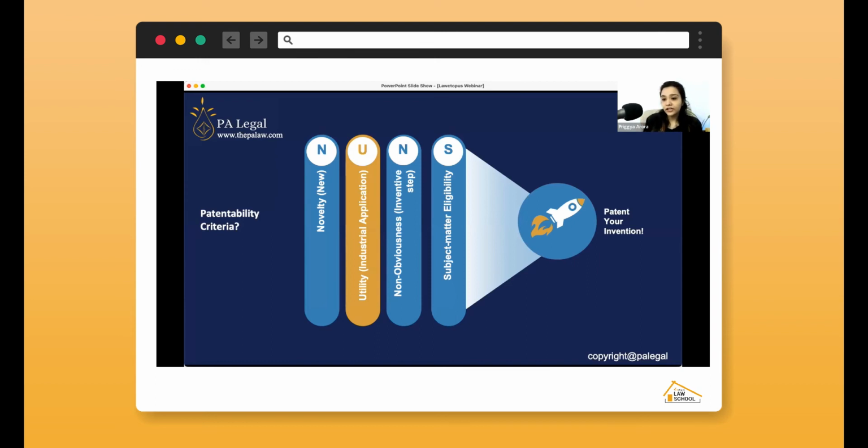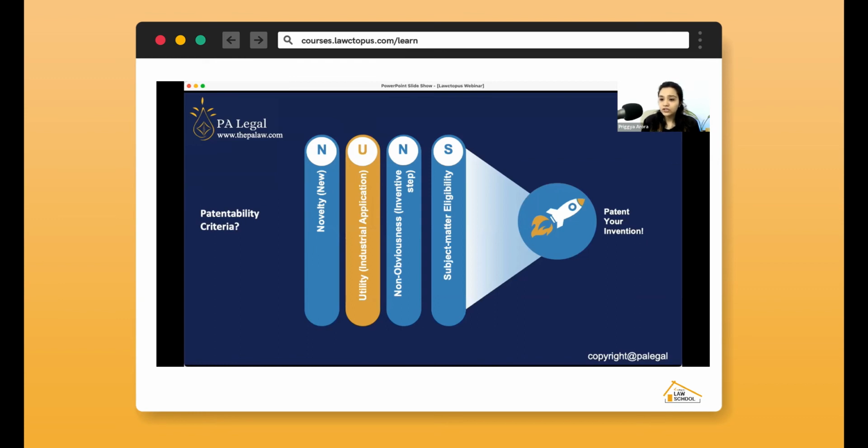Second is utility. Utility, as you all know, means that it should be capable of being made and used in an industry. It should have some use. If you can establish that it has some use, then it's called utility. And establishing utility is not so difficult, so we never get any objection regarding utility.